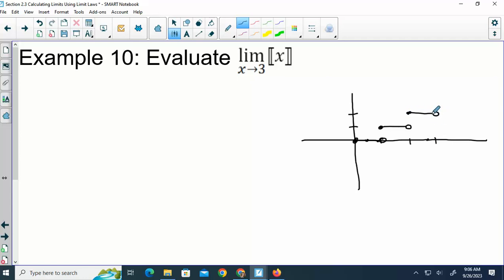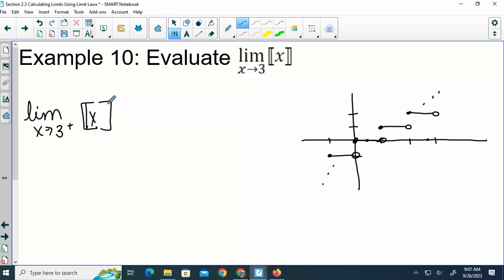So here's our visual, and we could just use the graph to evaluate this limit. We can also think through it. It just keeps following this pattern. If I wanted to see if this existed, I would have to do the left and right hand limits.